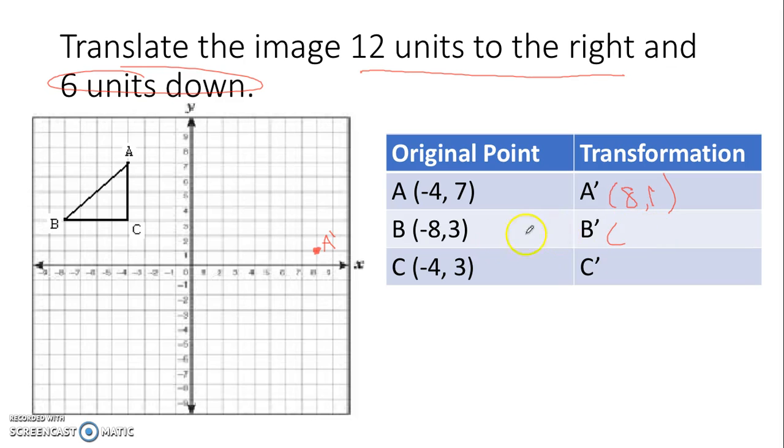We're going to do the same thing with points B and C. So -8, we're translating the image, or sliding the image, 12 units to the right. So -8 plus 12 is positive 4. Alright, and then same thing on our y-axis, we're translating it 6 units down. So 3 minus 6 is -3. Let's plot our point. So we have positive 4, -3. 1, 2, 3.